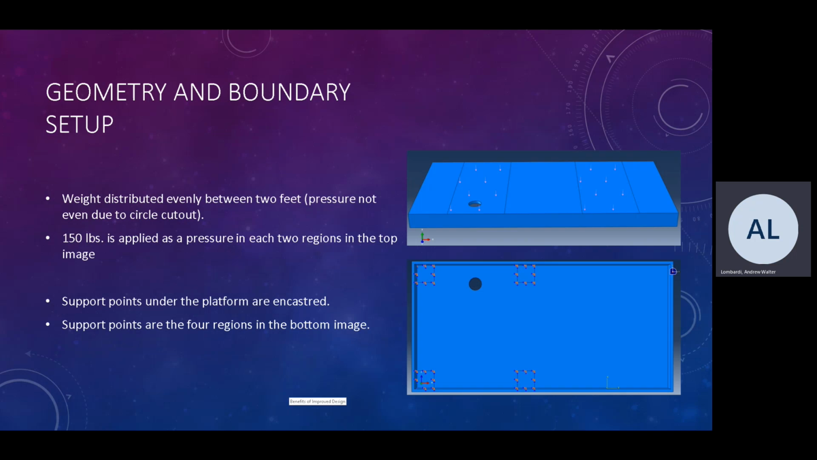So to set this up, we've created this model that shows how the weight is distributed evenly between the 2 feet. However, the pressure in these regions is not even because of the circle cutout. But 150 pounds distributed over this area and this area are both active. The support points on the underside of the platform are encastered, as shown in the bottom image.